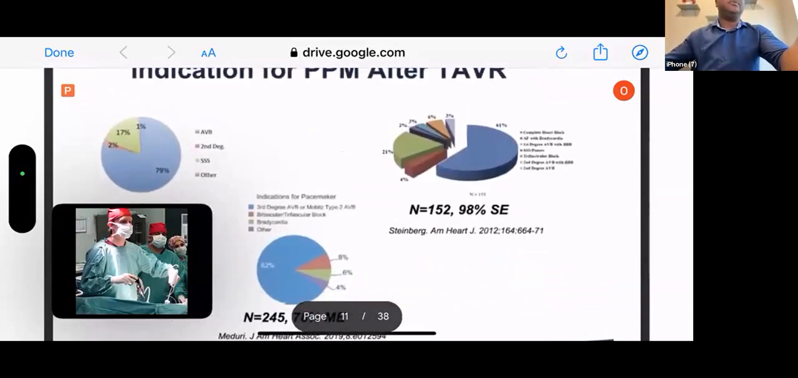So the majority of the indication for permanent pacemaker after TAVR is due to high degree or complete heart block. That's where we usually put the majority of the pacemakers, almost up to 80% in some studies, followed by sick sinus syndrome and second degree AV block, second degree type 2 AV block.